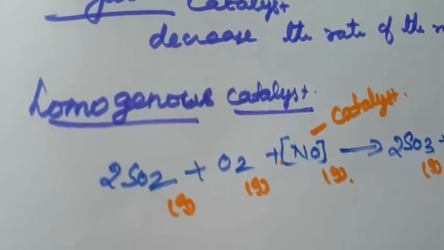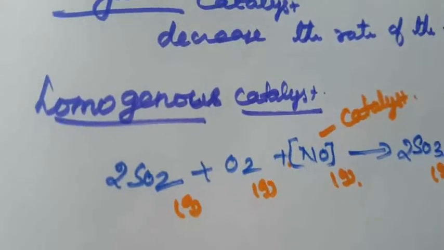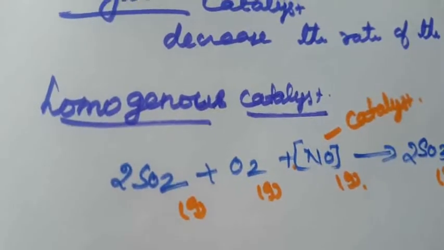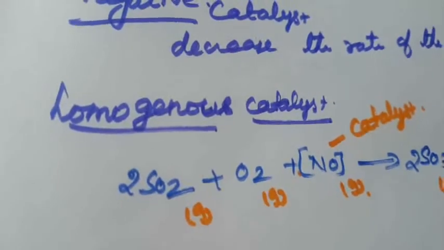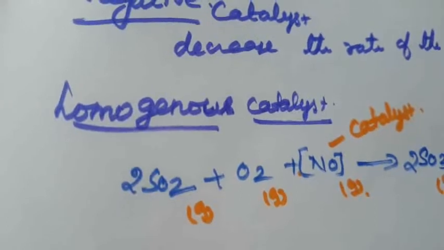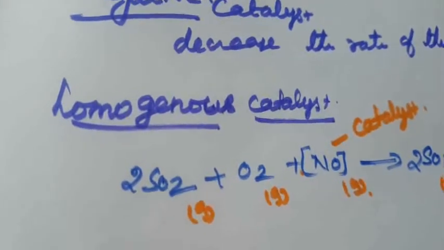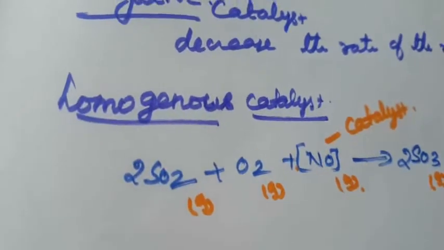There are many other examples: decomposition of acetaldehyde, hydrolysis of cane sugar, where the mineral acid is a catalyst, and ester hydrolysis. These are all examples of homogeneous catalysts.